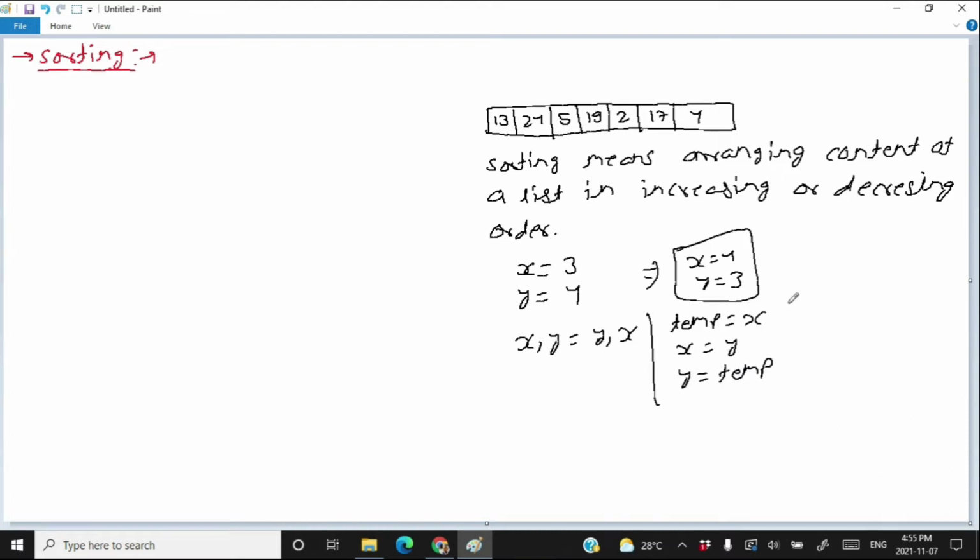So what you did here is, suppose that your x has 3, y has 4, and there is something called temp. Whatever is there in x, store it in temp. Whatever is there in y, store it in x. And whatever is there in temp, store it in y. So this is how you can exchange two values.